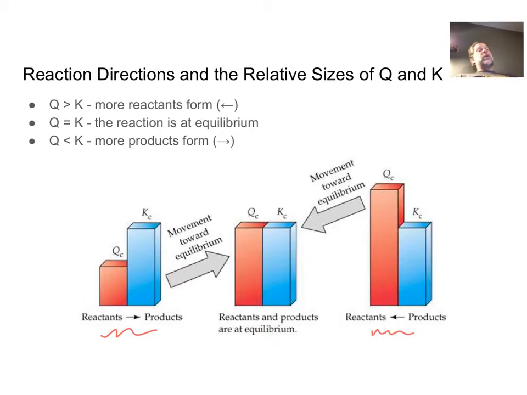So we talk about shifting to the left and we talk about shifting to the right. In this particular instance, if Q is greater than K, we have more reactants forming, and we're going to shift back to the left to get to equilibrium. If we have Q being smaller than K, we have more products forming, and we're going to shift back to the right to get to equilibrium. And we'll see how this works out.